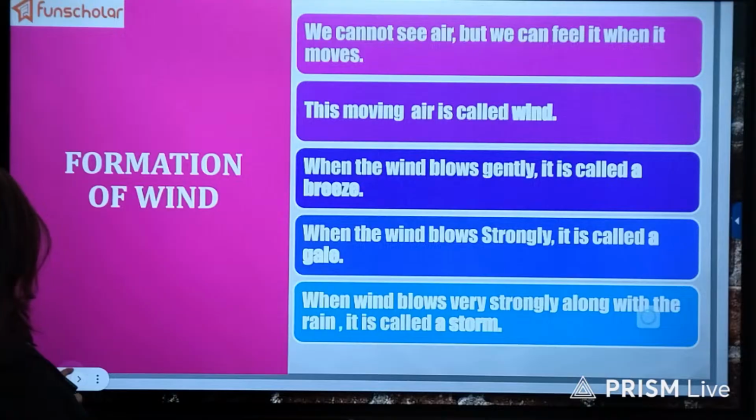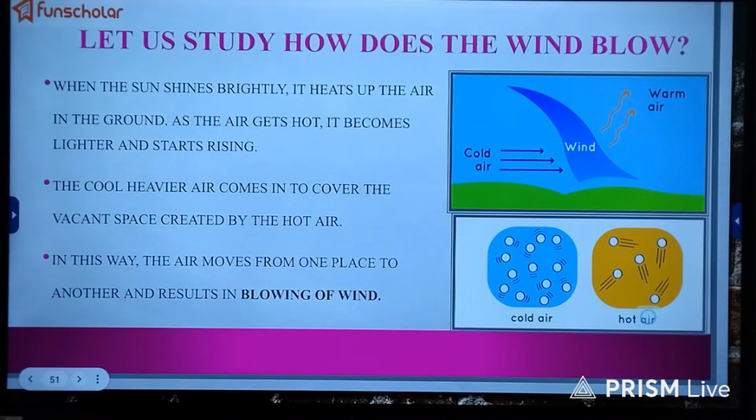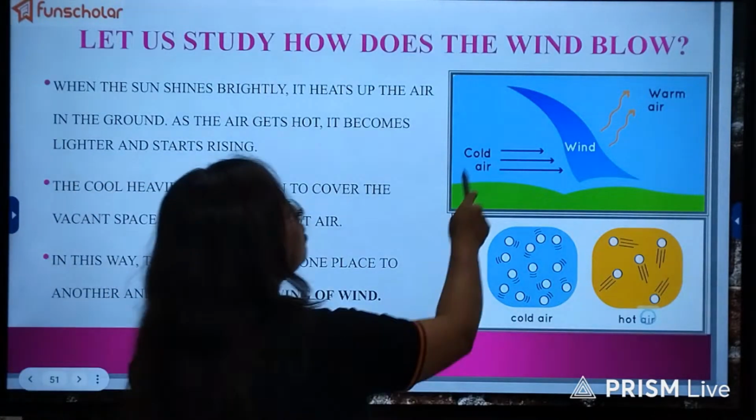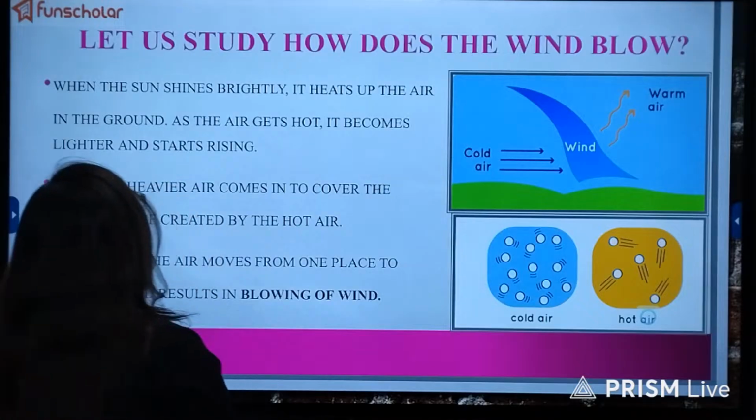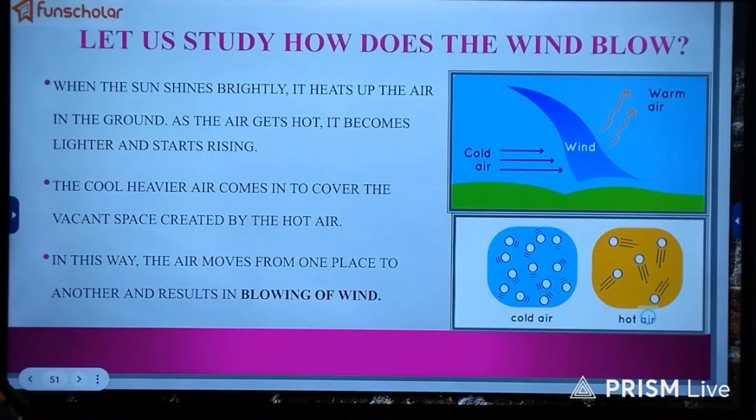Next, let's study how the wind blows. Here is cold air, and here is warm air. Cold air and hot air. You can see that. Let's learn about it. When the sun shines brightly, it heats up the air on the ground, and as the air gets hot, it becomes lighter and starts rising.